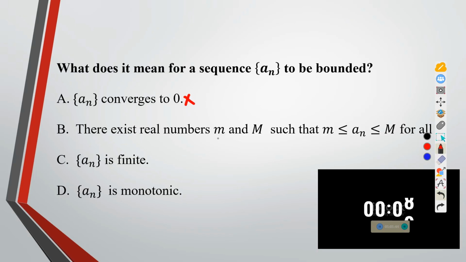There exist real numbers m and M such that m is less than or equal to a_n, which is less than or equal to M. This is very true. If this exists, it means the sequence is bounded between this and that. a_n is finite, not necessarily. Is monotonic, not necessarily, because monotonicity means it is non-decreasing or non-increasing, but such sequences can be unbounded as well. So the answer is this: it must have the lower bound and the upper bound.